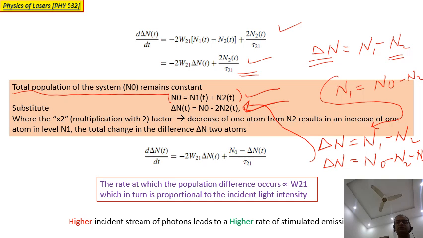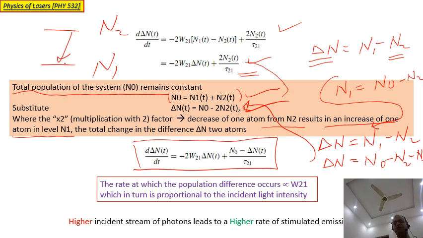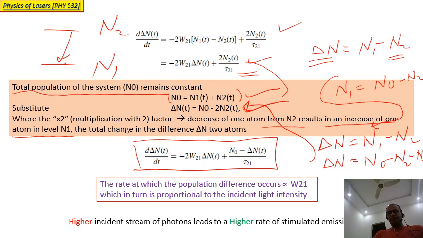So a multiplication factor of 2 has come into this. So decrease of one atom from n2 results in an increase of one atom in n1. From n2 it comes down to n1, it decreases here and increases here, but the total remains the same. So now we have this equation, substitute the values here. Then you can expand these steps.